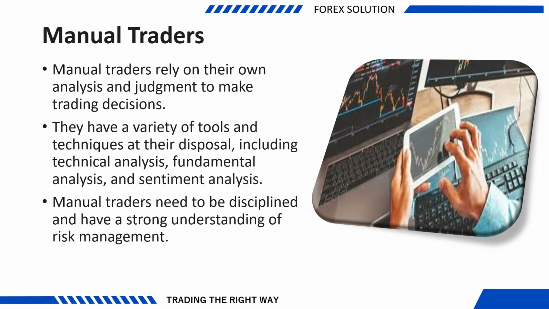You need to be very disciplined to be a manual trader, and you need to follow your rules, and also you need to have a strong understanding of risk management, which the majority of manual traders don't have. And you need to be able to work on your emotions. That's the major killer of a manual trader. Emotions is the major killer.